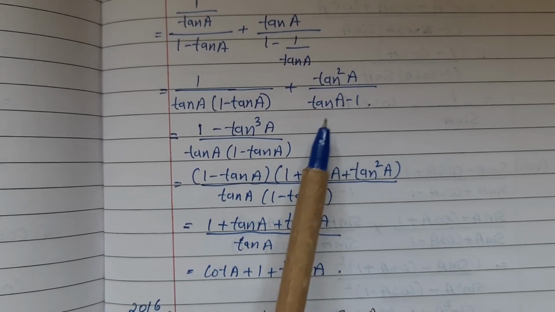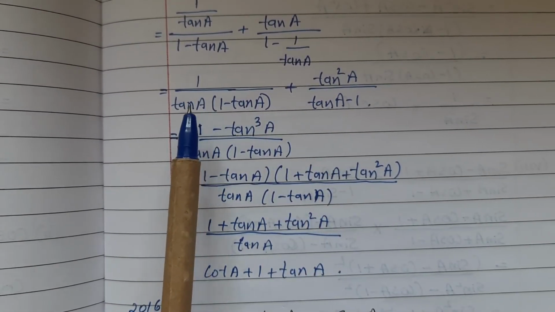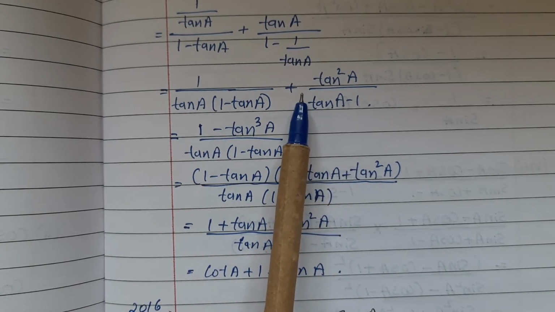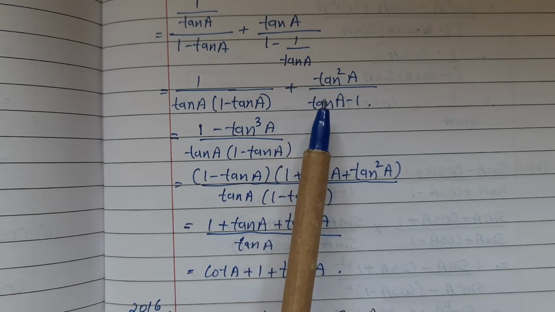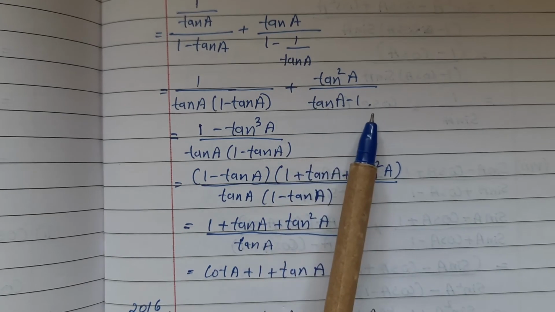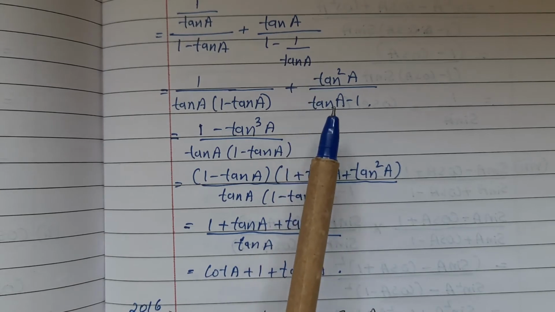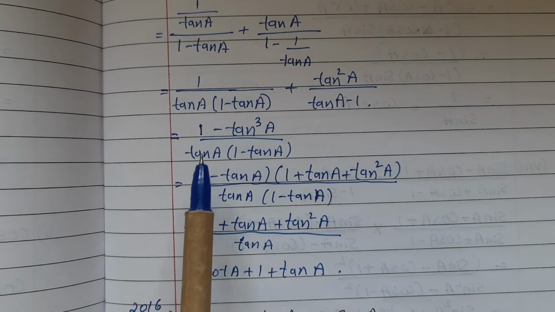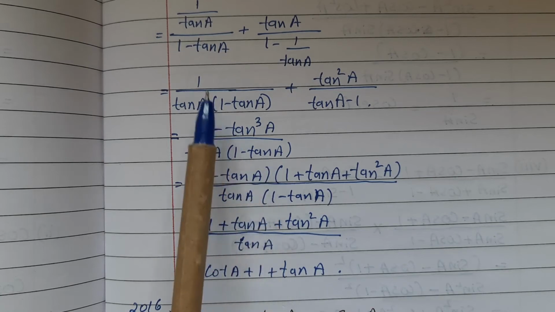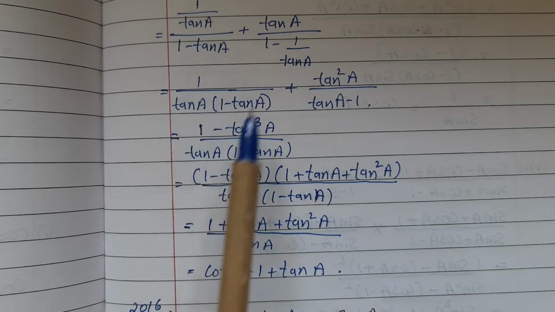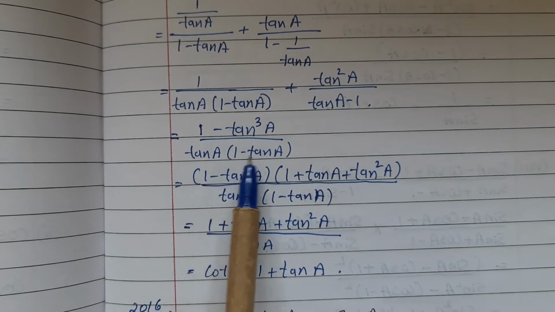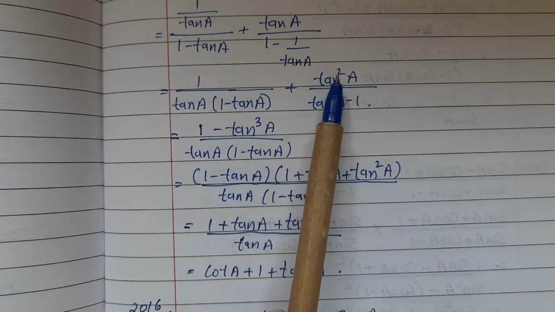Now in these two terms, LCM is tan A into 1 minus tan A. Here we will take minus sign common, so here this will be minus and the denominator will become 1 minus tan A. Therefore this term multiply and divide by tan A, this term multiply and divide by 1. LCM is tan A into 1 minus tan A, multiply by 1, so 1 minus sign because we have multiplied this term by minus, and we have to, to make the denominator tan A into 1 minus tan A, multiply by tan A on both the sides.